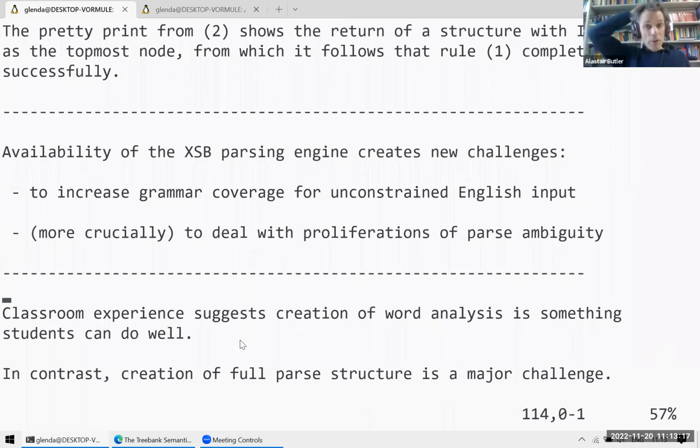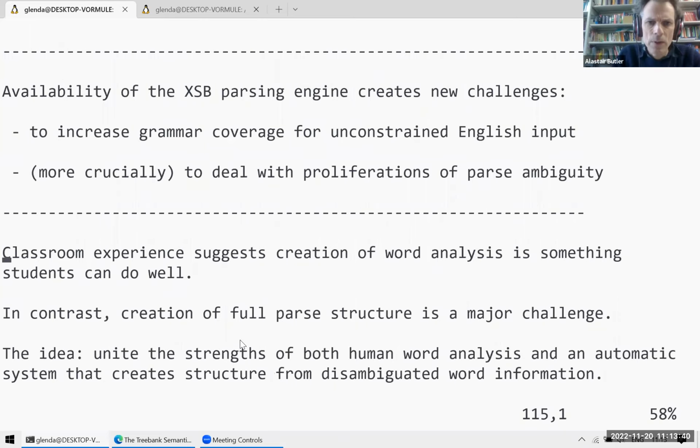So it's really great. We've got this really quite amazing parsing engine, and the goal then is to increase the coverage and hopefully reach unconstrained English. One of the problems that raises is how do you deal with the proliferation of parse ambiguity? That's the real Achilles heel of this approach, because this is very much a generate every result kind of non-statistical approach.